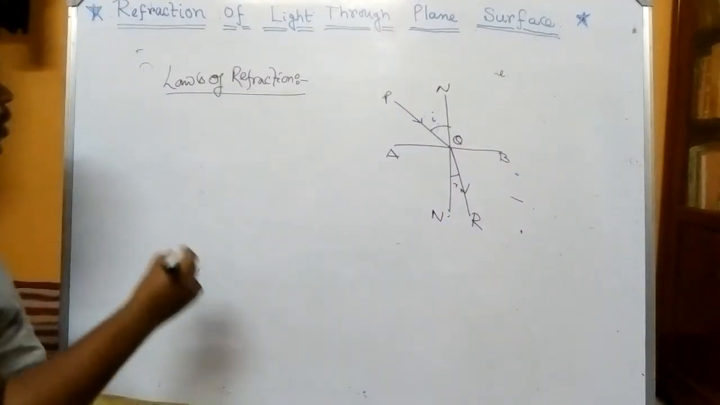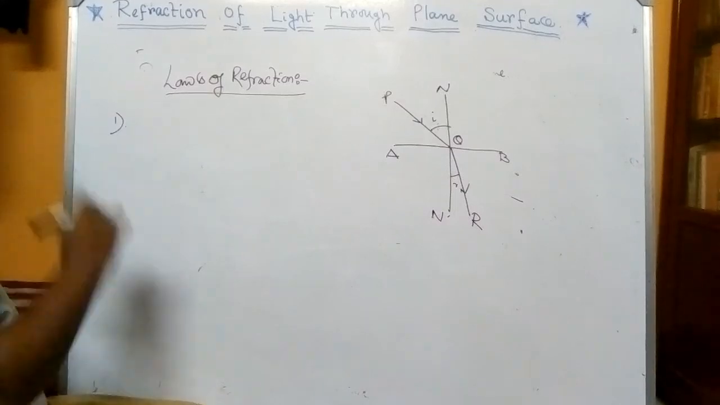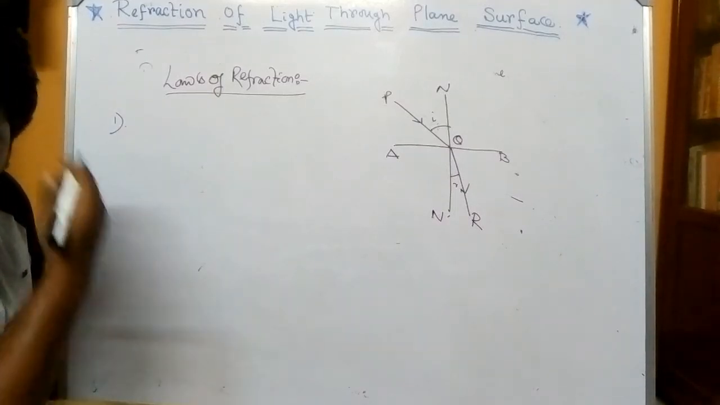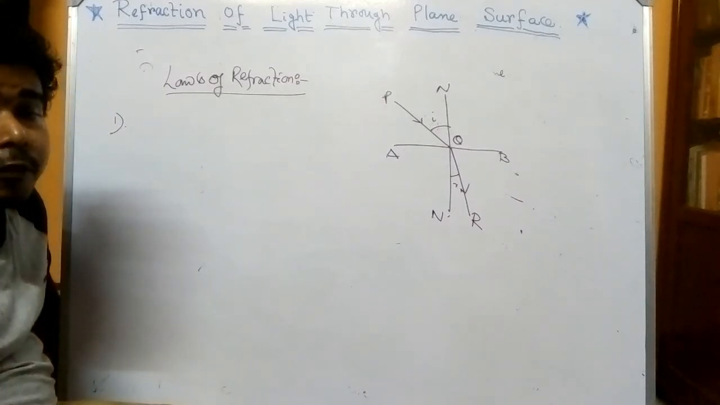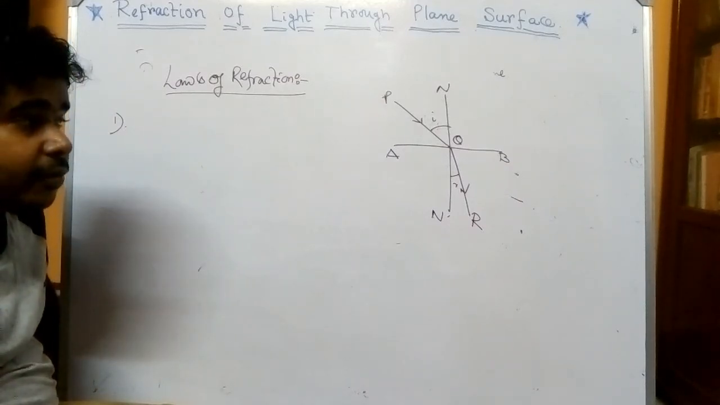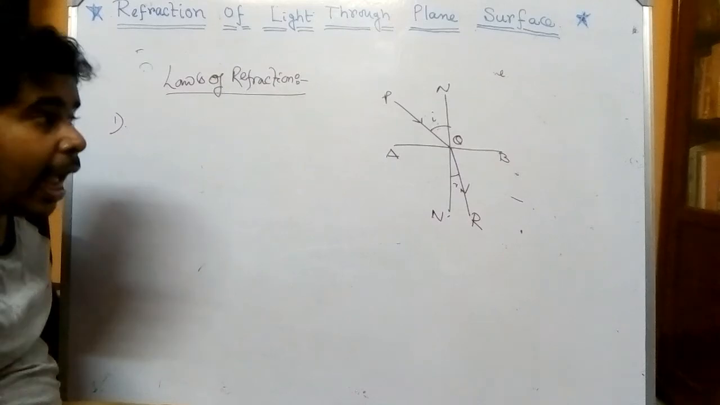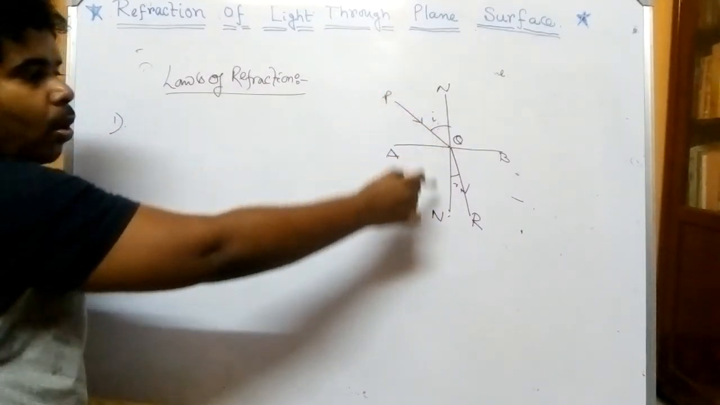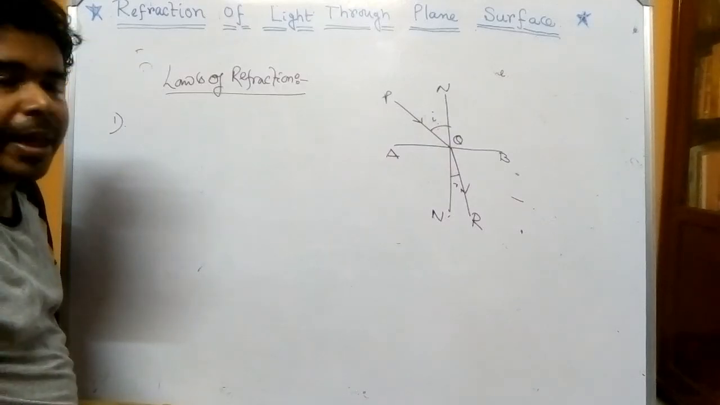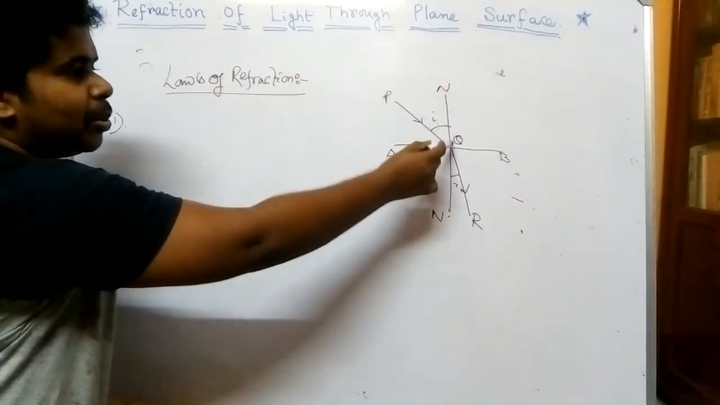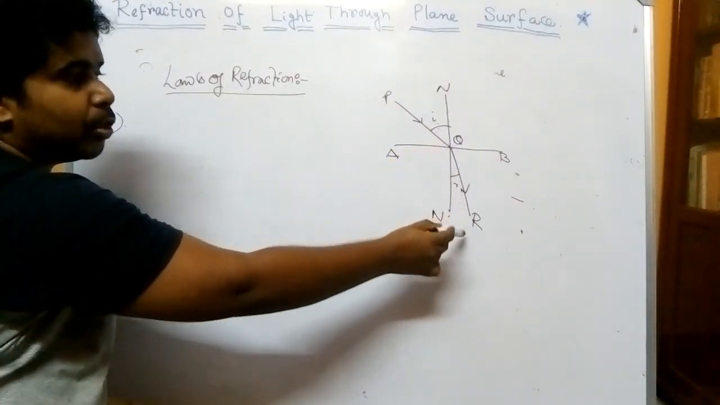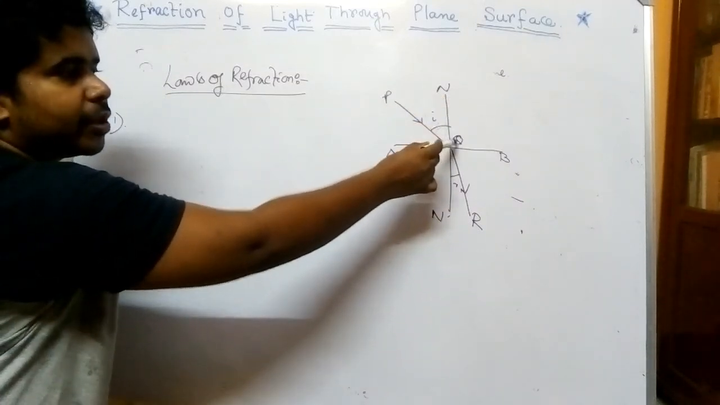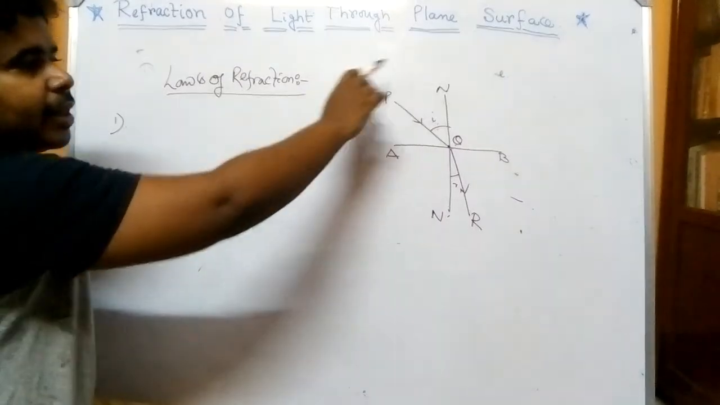Now, the first law. What is the first law? The first law tells us exactly the second law of reflection. That is, the incident ray, refracted ray and the normal at the point of incidence all are lying in the same plane. Incident ray PQ, refracted ray QR and the normal N dash at the point of incidence Q are lying in the same plane.